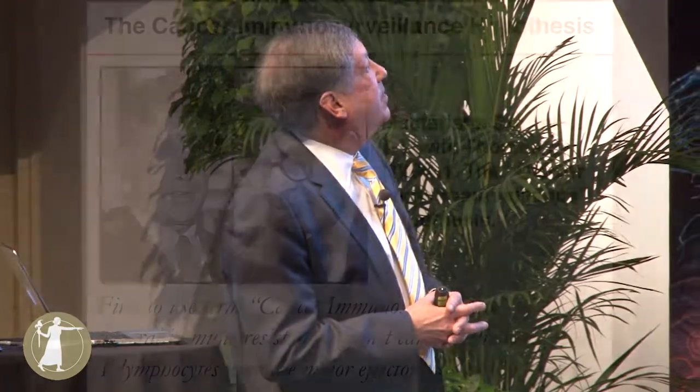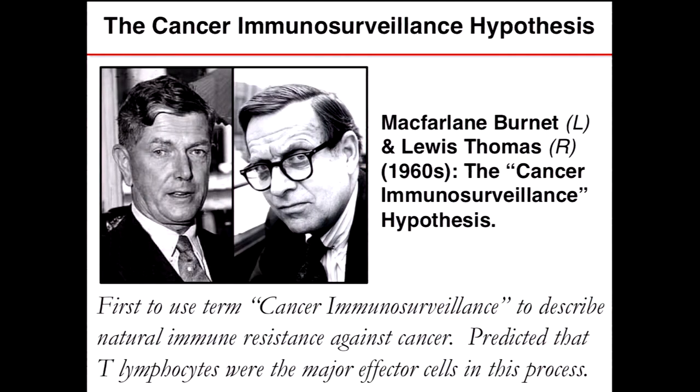In the early 1960s, McFarlane Burnett, seen on the left, and Lewis Thomas, seen on the right, formalized this concept by proposing the term cancer immunosurveillance to specify that the immune system should be able to see transformed cells essentially immediately upon transformation and destroy them long before they became clinically apparent. The key thing in the cancer immunosurveillance hypothesis was they predicted that a specific immune cell, a T cell, a member of the adaptive immune system, was going to be the most important effector cell in this function.